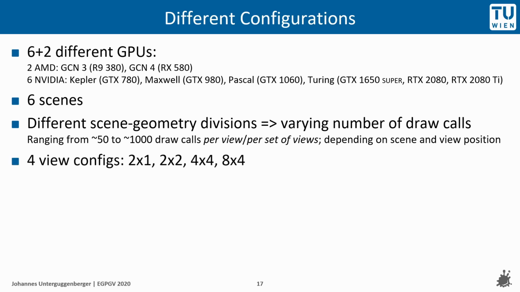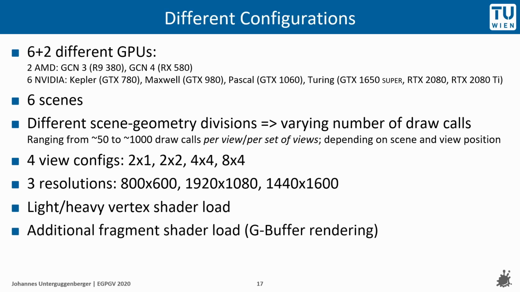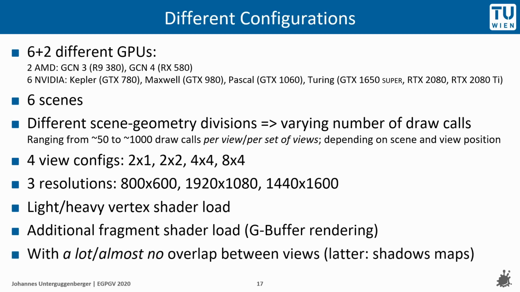All tests were performed in 4 different view configurations: stereo rendering, 4 matrices, a 4x4 grid yielding 16 different view positions, and also an 8x4 grid yielding 32 different view positions. Furthermore, all measurements have been performed in different resolutions. We have simulated additional vertex shader load to test what happens if an application requires demanding vertex shaders. To simulate increased fragment shader load, we have performed tests with G-buffer rendering. And finally, we tested the influence of overlap between the views.